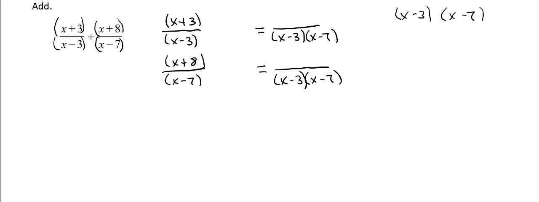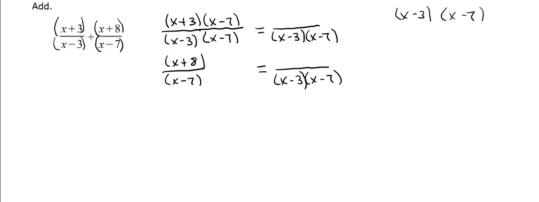Now we find out what factor is missing, if any. So the first denominator is x minus 3, and our common denominator is x minus 3 times x minus 7. So we're missing the factor of x minus 7. So we multiply that times the numerator and denominator. Now we're going to use the distributive property, or the FOIL method, to multiply the x plus 3 times the x minus 7 in the numerator.